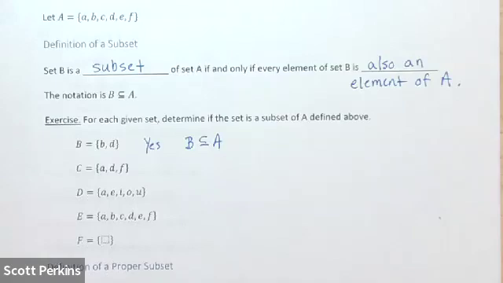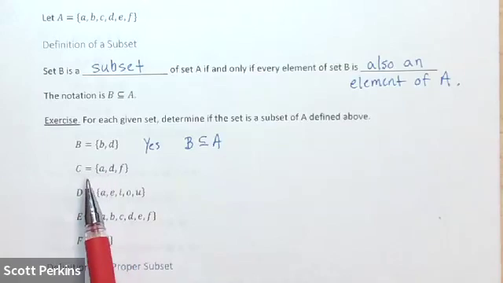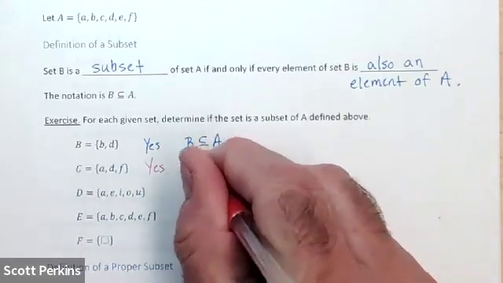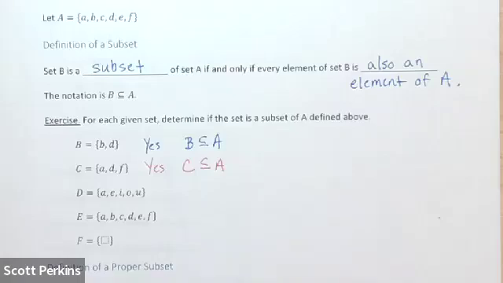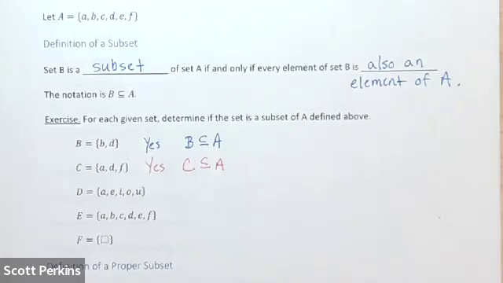All right, so same question for set C. Set C has the elements A, D, and F. Are all three of those elements in set A? Yes, so is set C a subset of A? Yes, it is. Okay, so again, I'm going to answer yes, and then I'm going to write C is a subset of A. Fantastic. All right, go ahead and do it for the next one. Set D.